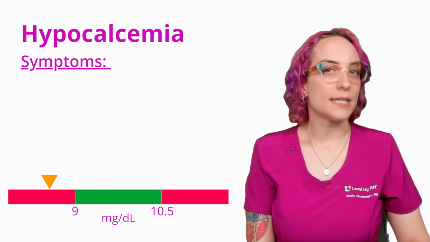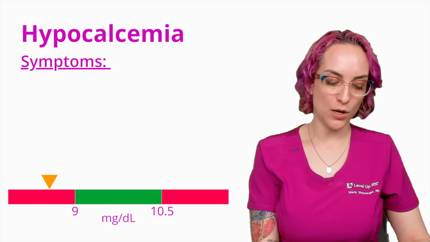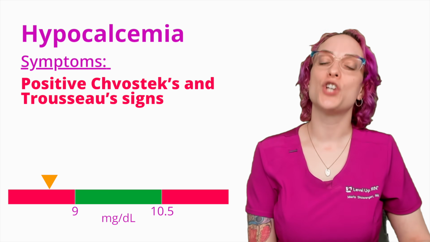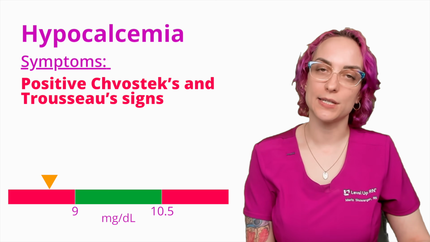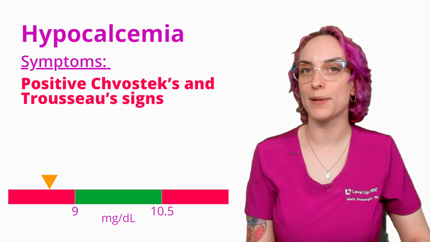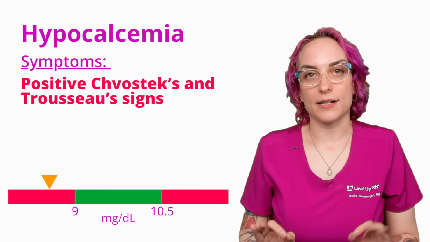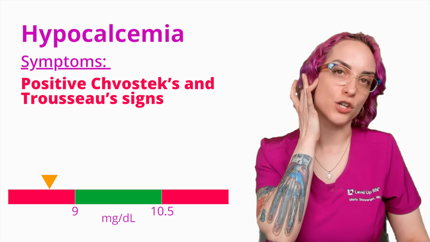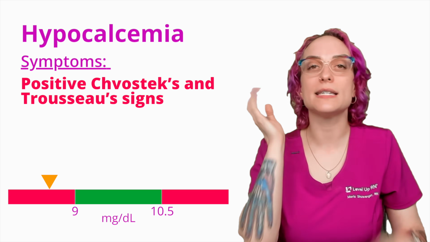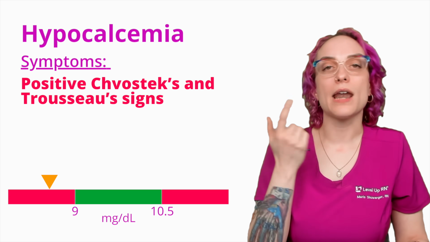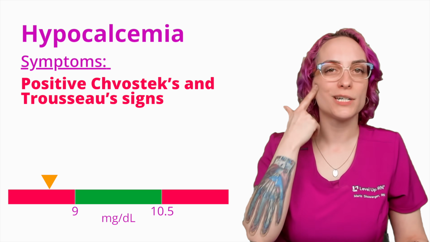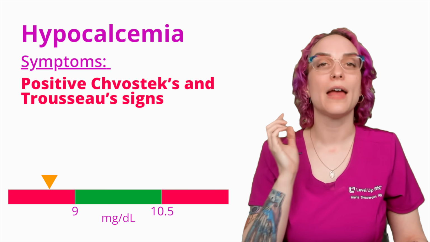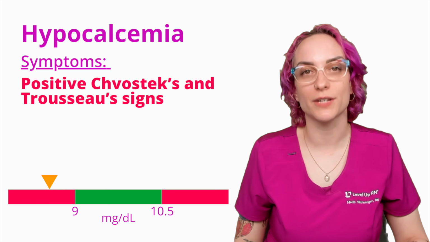What are some symptoms, though, of hypocalcemia? Well, the big ones here are going to be a positive Chvostek's and Trousseau's sign. And I'm going to talk to you briefly about these. Chvostek's sign is where I tap on the facial nerve of my patient on one side or the other. I tap on the facial nerve and I look to see, is there any twitching on that side? If I tap here and see twitching, that is a positive Chvostek's sign.